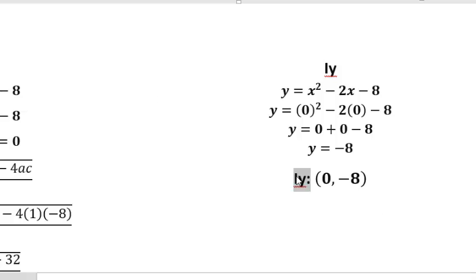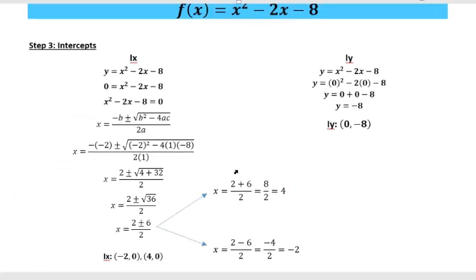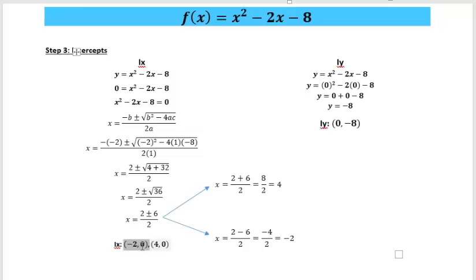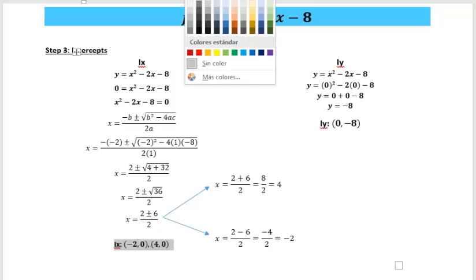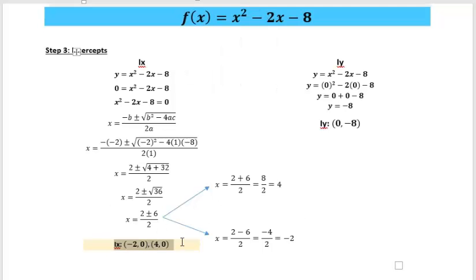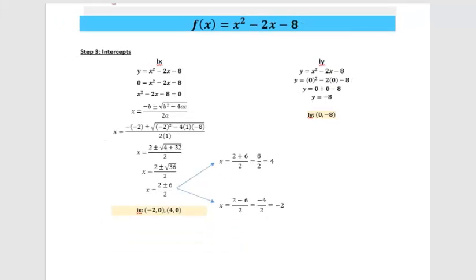And that's it. That will be step 3 of the intercepts. It will be this thingy, which I could kind of color so that you can see the answer. That will be the I sub x, and this one will be the I sub y. That will be step number 3, intercepts.